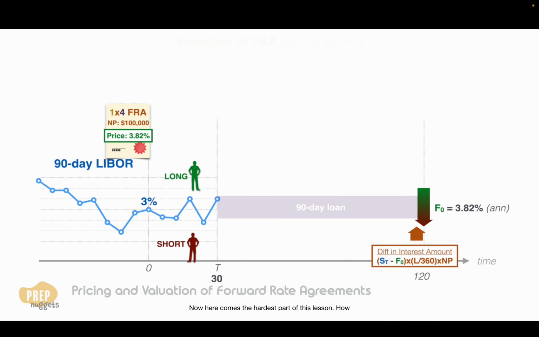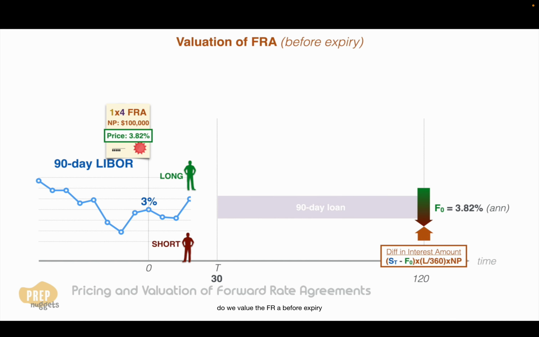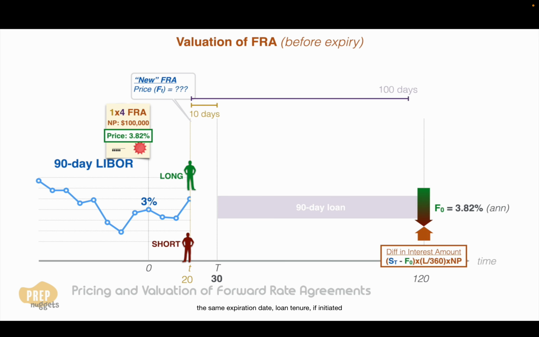Now, here comes the hardest part of this lesson. How do we value the FRA before expiry? Like for equity and fixed income forwards that we learned earlier, the first step is to determine the price of a new contract with the same expiration date and loan tenure if initiated at this point. And based on this price, calculate the difference in interest to be paid by the long against the original price. Lastly, discount this amount to its present value.